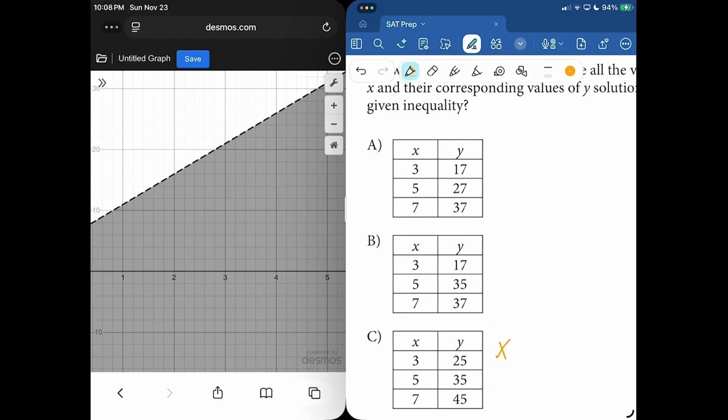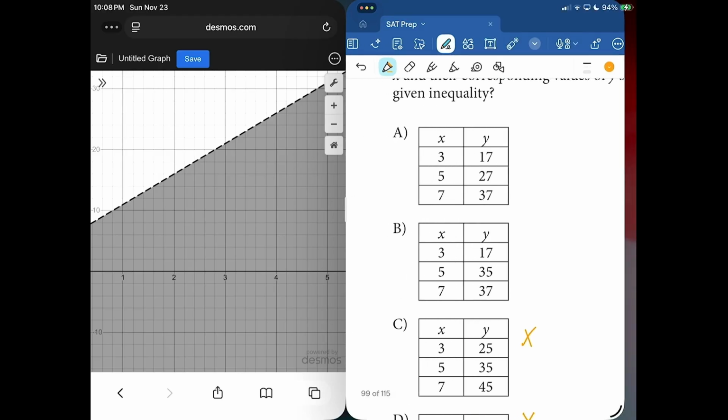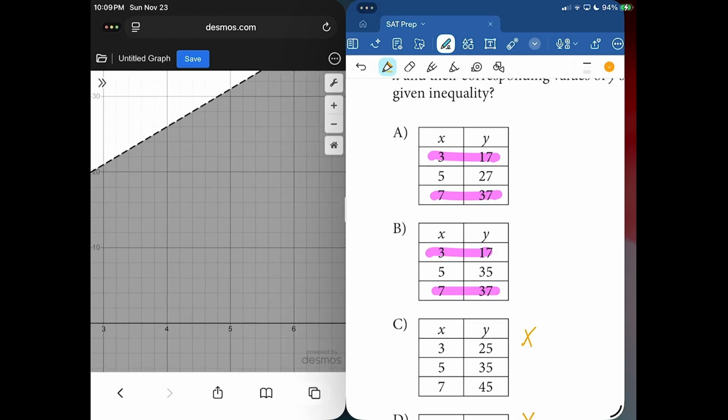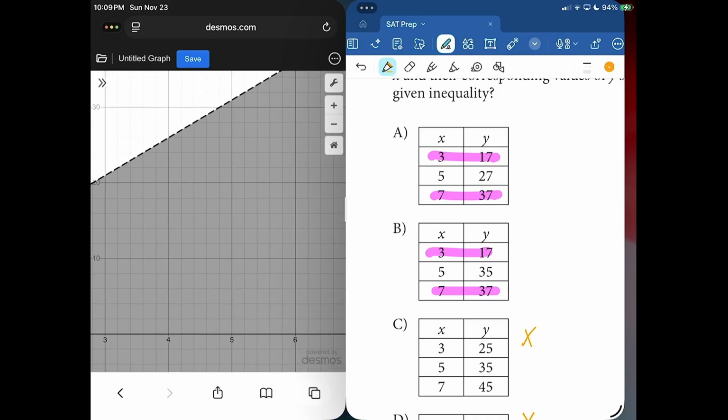Now, test taking strategy here. If our only options are A and B, we're going to look at which ones they have in common, which are both of those. So really, the 5 is going to be the determining factor here. When we have 5, we need to go up to the top here and see which one. So at 5, it looks like 35 is going to be out of the shaded region. So the answer is A.